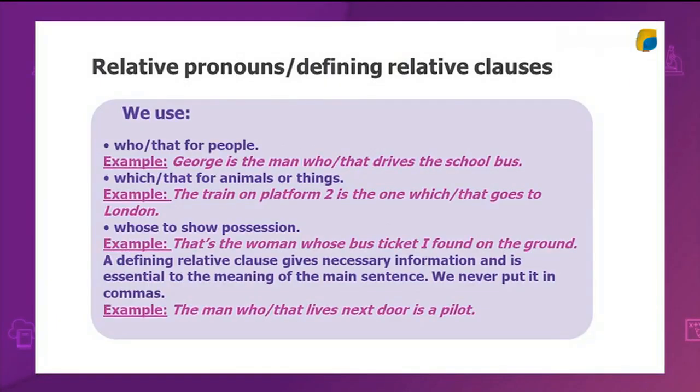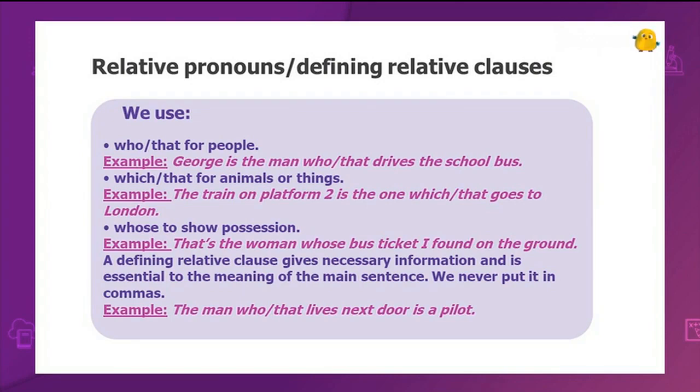Next, relative pronouns defining relative clause. Pay attention to the theory. We use who, that for people. Example, George is the man who, that drives the school bus. Which, that for animals or things. Example, the train on platform 2 is the one which, that goes to London.